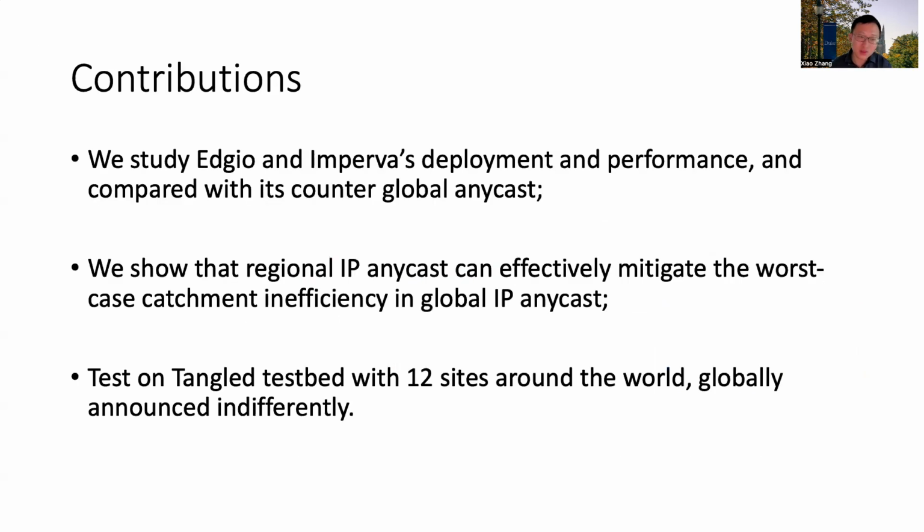To sum up our contribution, in this work, we study Agile and Imperva's deployment and also performance. And we also compare the regional Anycast prefix with its global counterpart. We also showed that regional IP Anycast can effectively mitigate the worst-case catchment efficiency which happened in the global IP Anycast one. And in the end, we test on the Tango testbed with 12 different sites around the world, and we announced those 2 different deployments globally and without configuration difference.